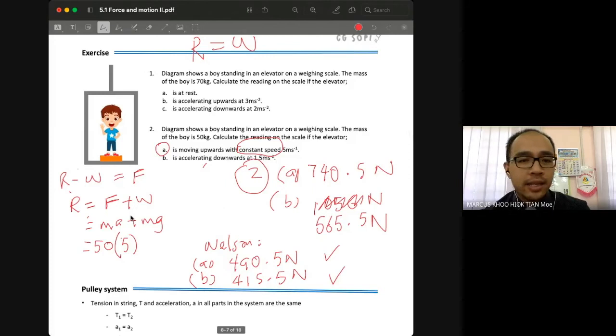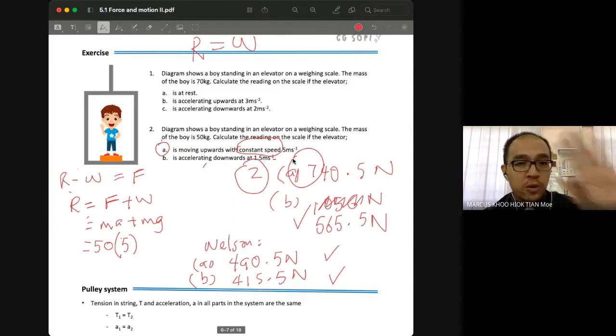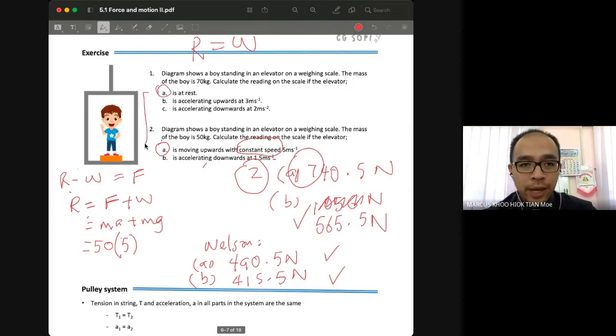For Adam, his B is dependent on A. So his B is actually correct, but the problem is he did not read the A question properly. So Adam, this is where we can learn something. Please read the question properly and really understand. If the speed is constant, there is no acceleration. So questions 1A and 2A are the same thing over here.